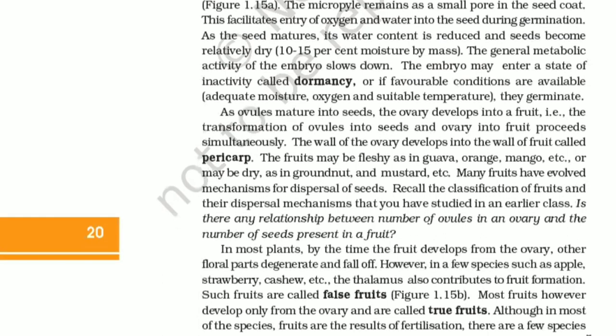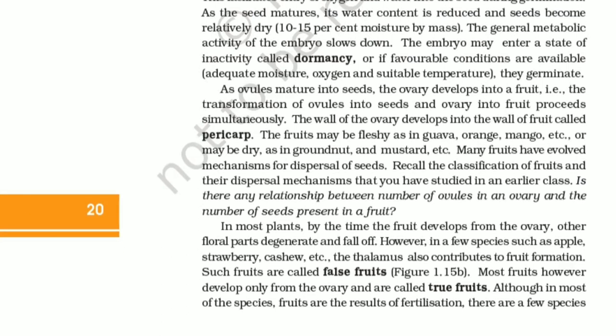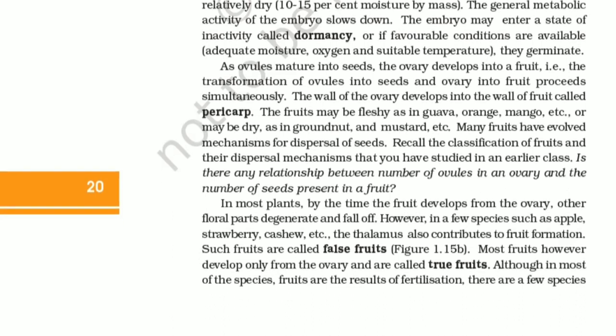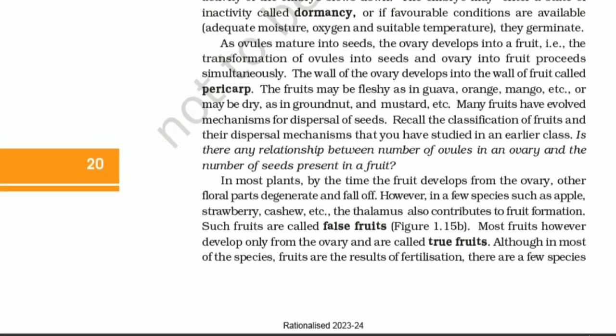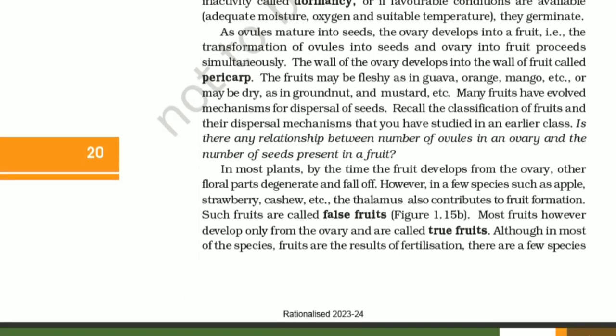Integuments of ovules harden as tough protective seed coats, as shown in figure 1.15a. The micropyle remains as a small pore in the seed coat. This facilitates entry of oxygen and water into the seed during germination. As the seed matures, its water content is reduced and seeds become relatively dry, 10 to 15% moisture by mass. The general metabolic activity of the embryo slows down. The embryo may enter a state of inactivity called dormancy, or if favorable conditions are available, that is adequate moisture, oxygen, suitable temperature, they germinate.